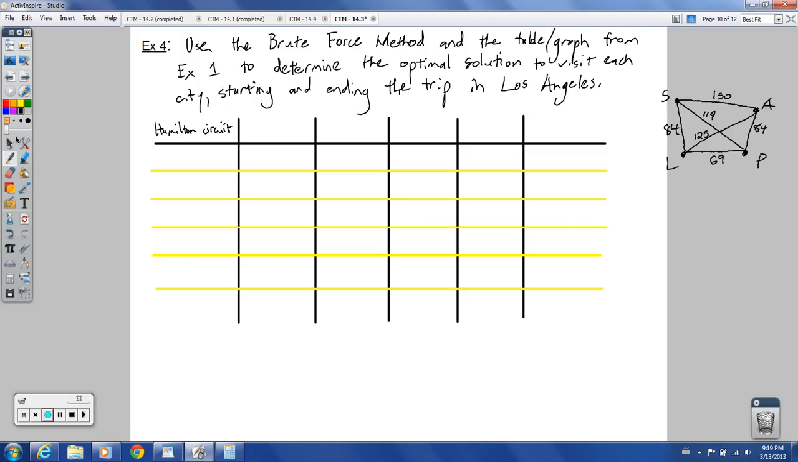This will be the first leg along with the cost. This will be the second leg and the cost of that. This will be the third leg and the cost of that. Fourth leg, cost of that. And finally, the total cost over here, what I care about the most. Okay, so let's list them out. You should have 6 possibilities.